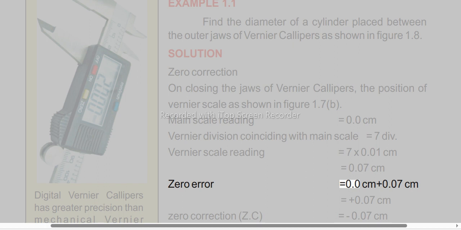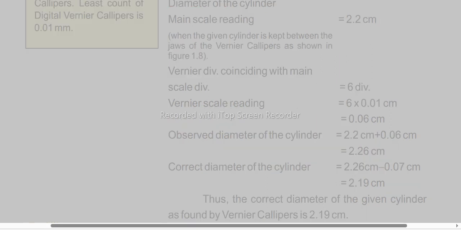Zero error equals 0.0 cm plus 0.07 cm equals plus 0.07 cm. Zero correction, Z.C., equals -0.07 cm. Diameter of the cylinder. Main scale reading equals 2.2 cm when the given cylinder is kept between the jaws of the vernier calipers as shown in figure 1.8. Vernier division coinciding with main scale division equals 6 divisions. Vernier scale reading is equal to 6 × 0.01 cm equals 0.06 cm. Observed diameter of the cylinder equals 2.2 cm plus 0.06 cm equals 2.26 cm.